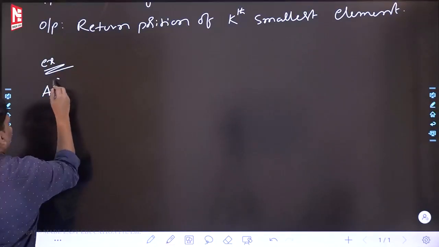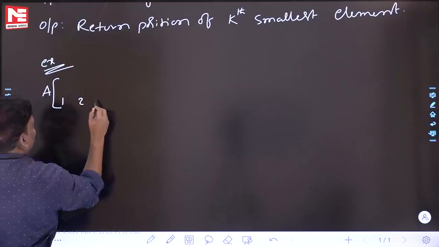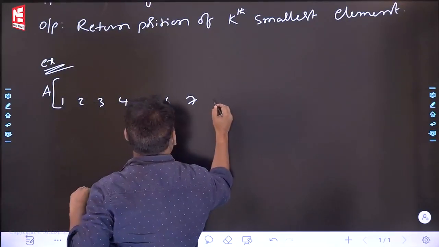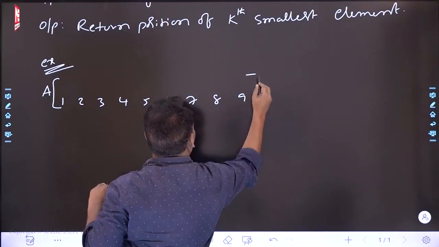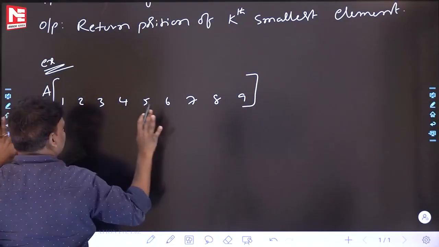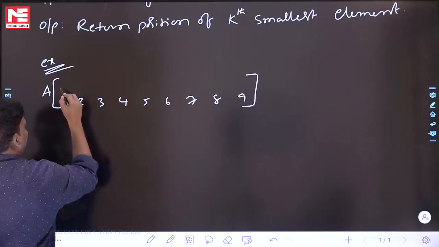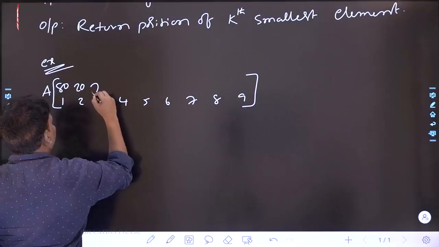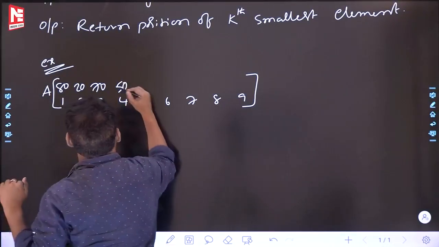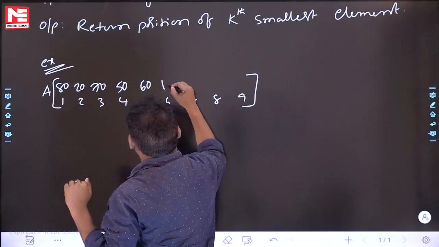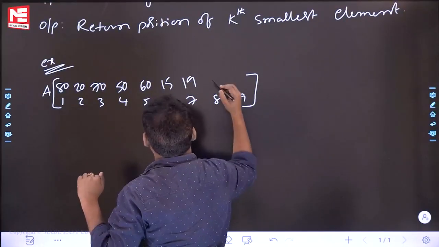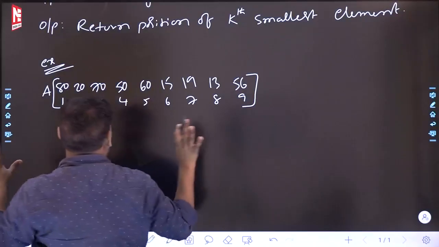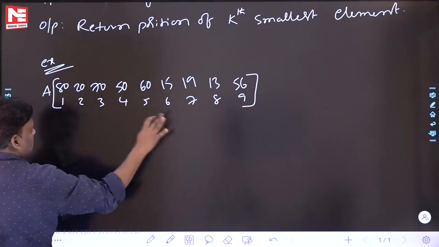Array A, with indexes 1, 2, 3, 4, 5, 6, 7, 8, 9. So this is the array which contains 9 elements. Let me give some values: 80, 20, 70, 50, 60, 15, 19, 13, 56. Indexes also, everything is ready.